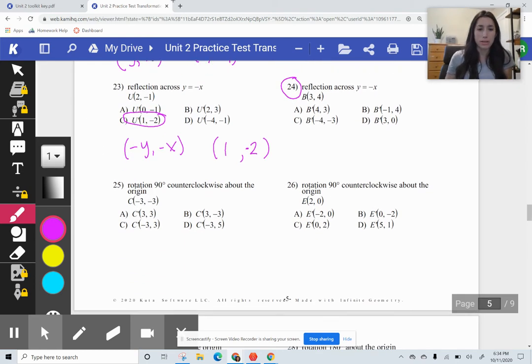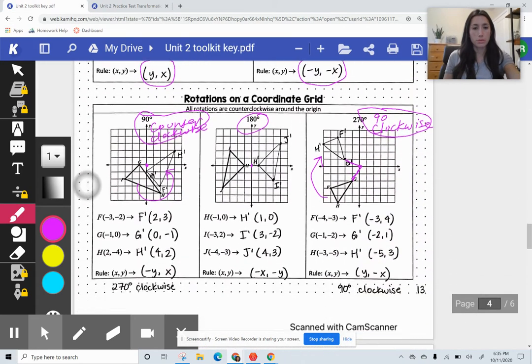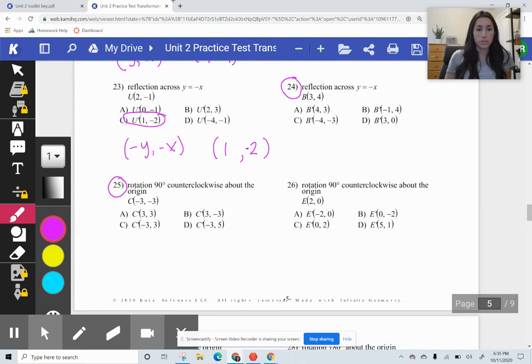Okay, now we're going to practice with 25. We have a 90 degrees counterclockwise rotation about the origin. So let's get our rule from our toolkit. For 90 degrees counterclockwise from the origin, it looks like our rule is negative y comma x. Let's write that rule down, negative y comma x.